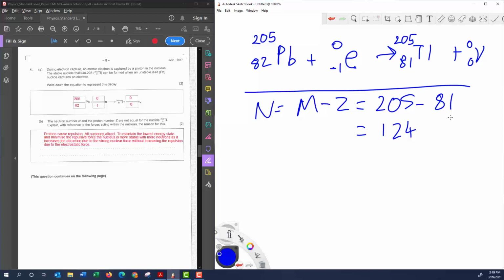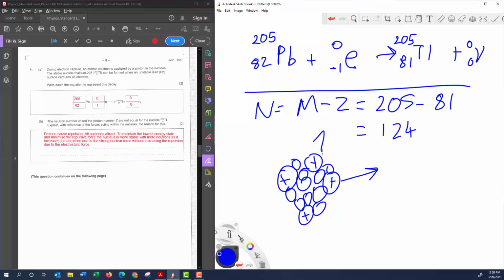And so they're asking, why does this happen? They're saying that we need to explain it in terms of the forces acting within the nucleus. Within the nucleus, there are two forces acting. First of all, because there are all of these positive protons around, there is electrostatic repulsion, and that is pushing everything outwards. But then there's also the strong nuclear force, which is pulling everything inwards. The strong nuclear force needs to be more powerful than the electrostatic repulsion for the nucleus to be stable. In this particular case, the nucleus is stable with more neutrons, because the neutrons are providing more attraction force, more of that strong force, without providing any extra electrostatic repulsion.